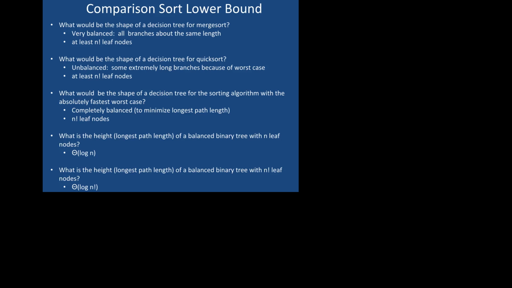Well, not log of n. Log of n factorial, right? That's how high a balanced tree with n factorial leaf nodes is going to be. So that becomes the lower bound on the worst case of any comparison-based sorting algorithm. You cannot contrive to have a better algorithm because its decision tree has to have at least n factorial leaf nodes, and so the best you're going to get is a height of log of n factorial. You can't get better.